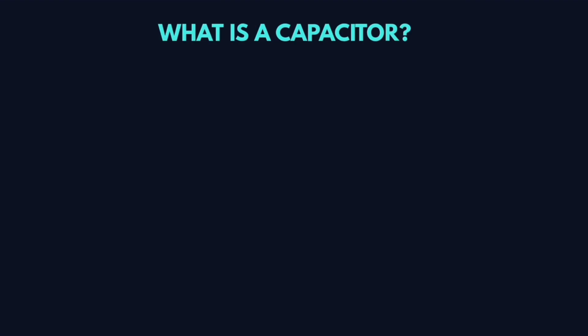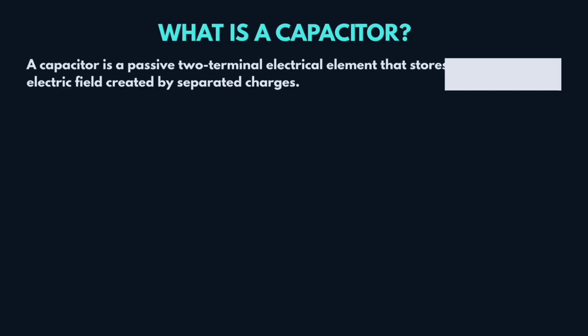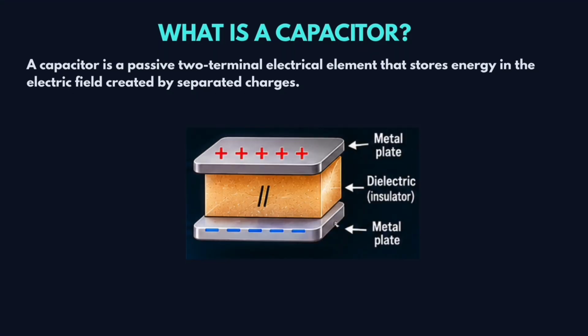What is a capacitor? A capacitor is a passive two-terminal electrical element that stores energy in the electric field created by separated charges. The simplest capacitor consists of two conducting metal plates and insulating material between them called a dielectric. The plates do not touch. A capacitor stores energy by creating charge separation.